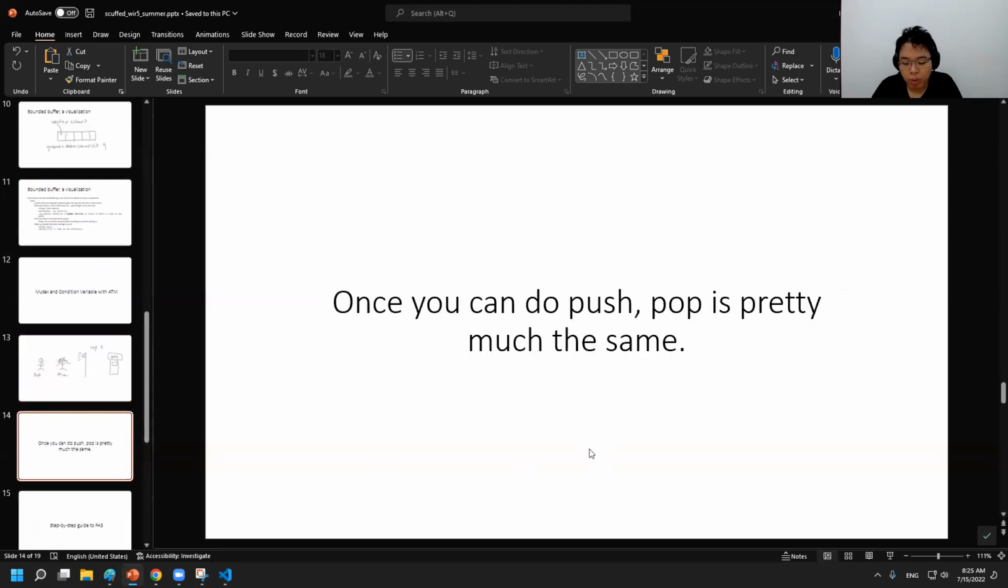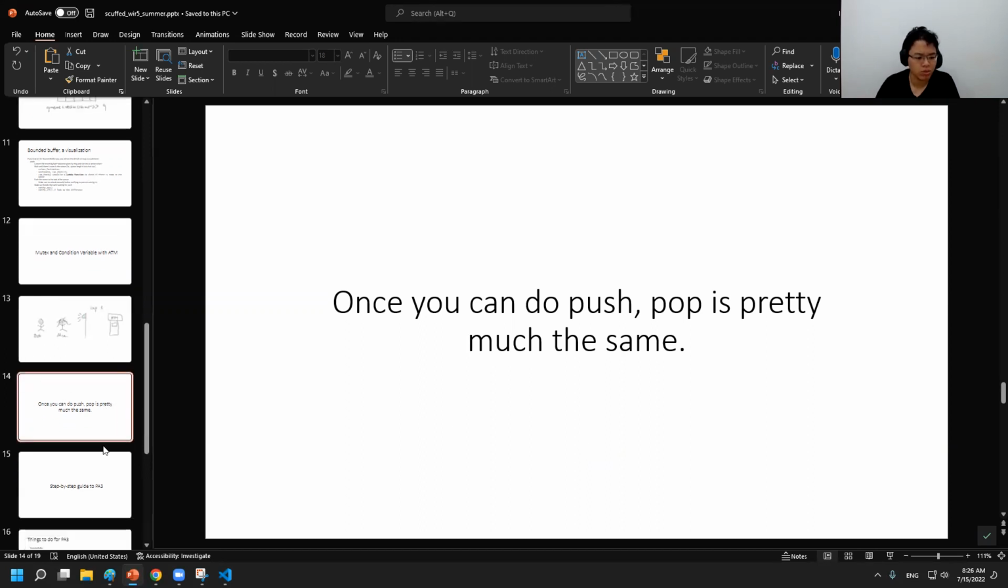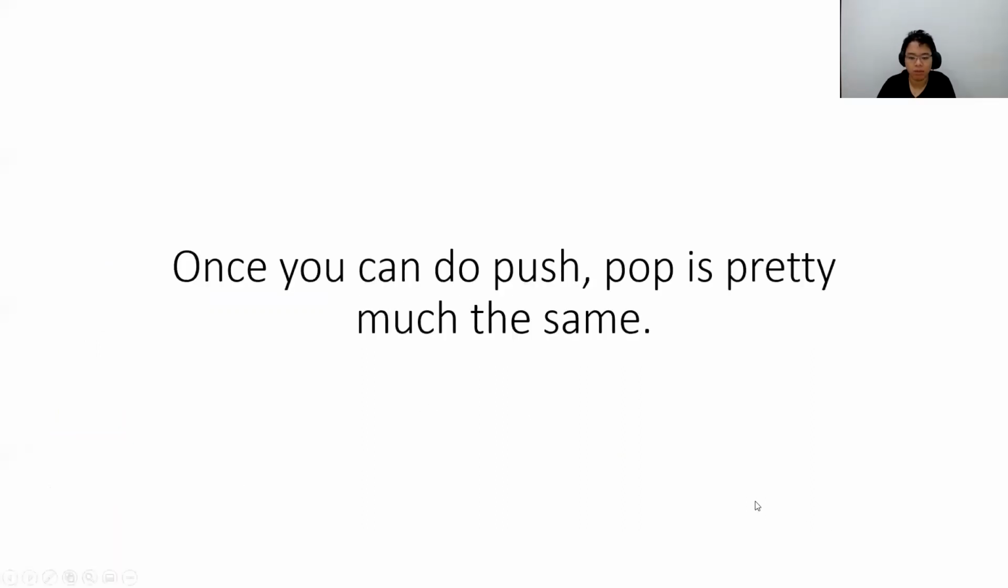So once you can do the push, pop is pretty much the same. I don't think there's a difference. I think the only difference is that you have to do an assertion or something like that, or you have to return the data, or return the size of the data that you pop, so the length of the data. And that's it. Any question at this point? Or does that make sense?